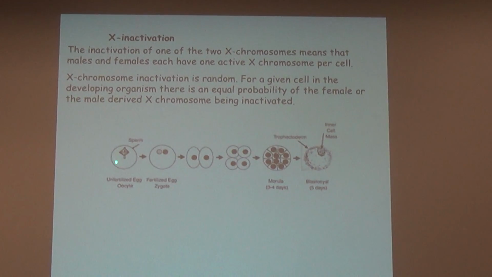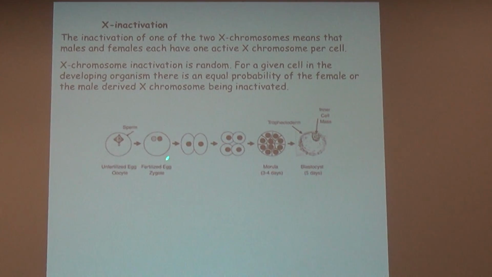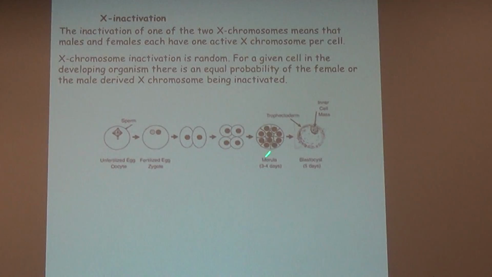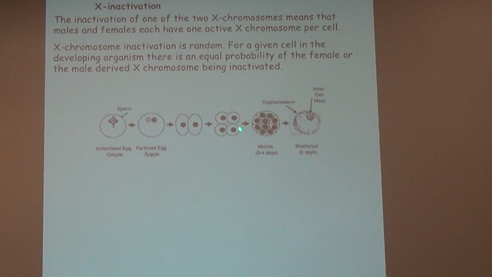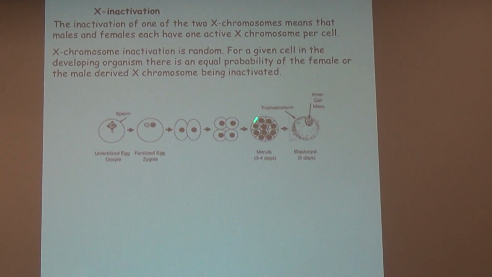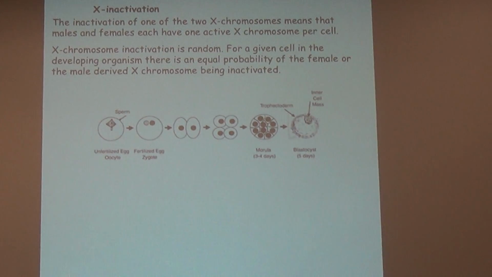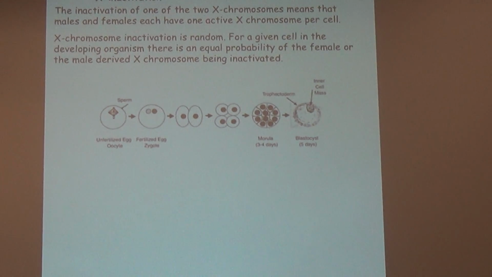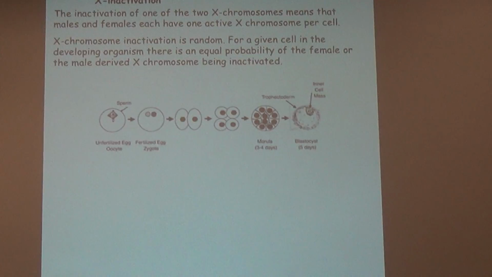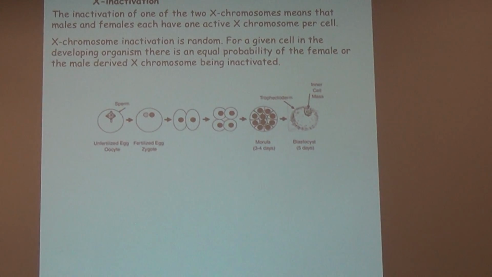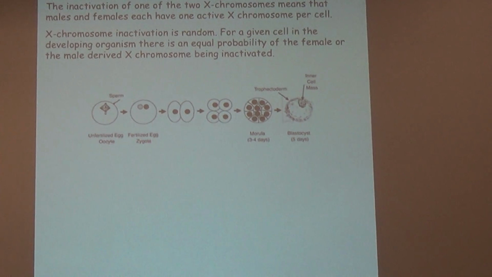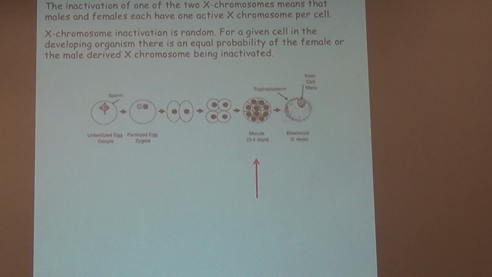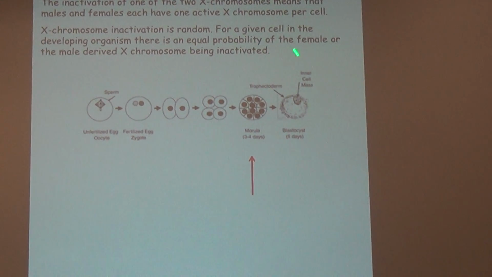You have an egg and a sperm. They get fertilized to form an embryo. The embryo divides until it reaches a certain stage. And it's at this stage that you're going to make a decision to, at random, inactivate one X chromosome or the other X chromosome. It's a purely random, probabilistic process at this stage.